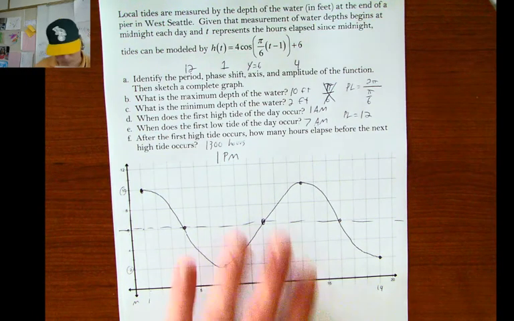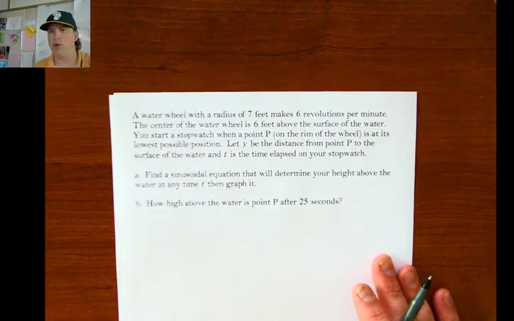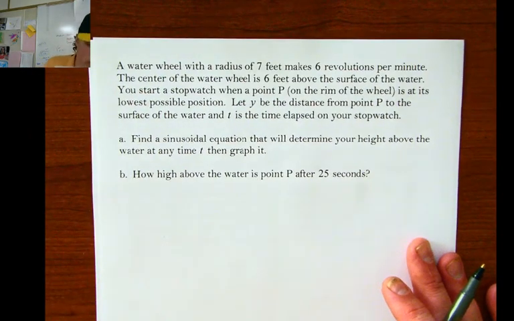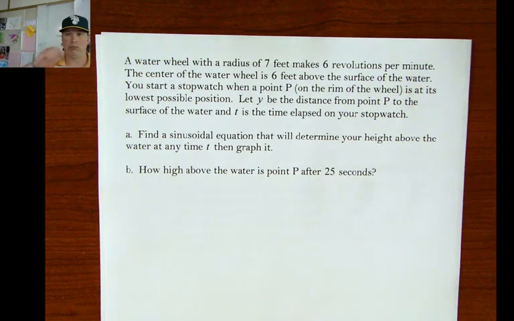All right. Number 2. Second problem, what happens when they don't give you an equation? Well, if they don't give you an equation, you need to draw your own graph. So let's start thinking about this. We have a water wheel. Water's going around in this wheel. There's a radius of 7 feet, and it makes 6 revolutions per minute.